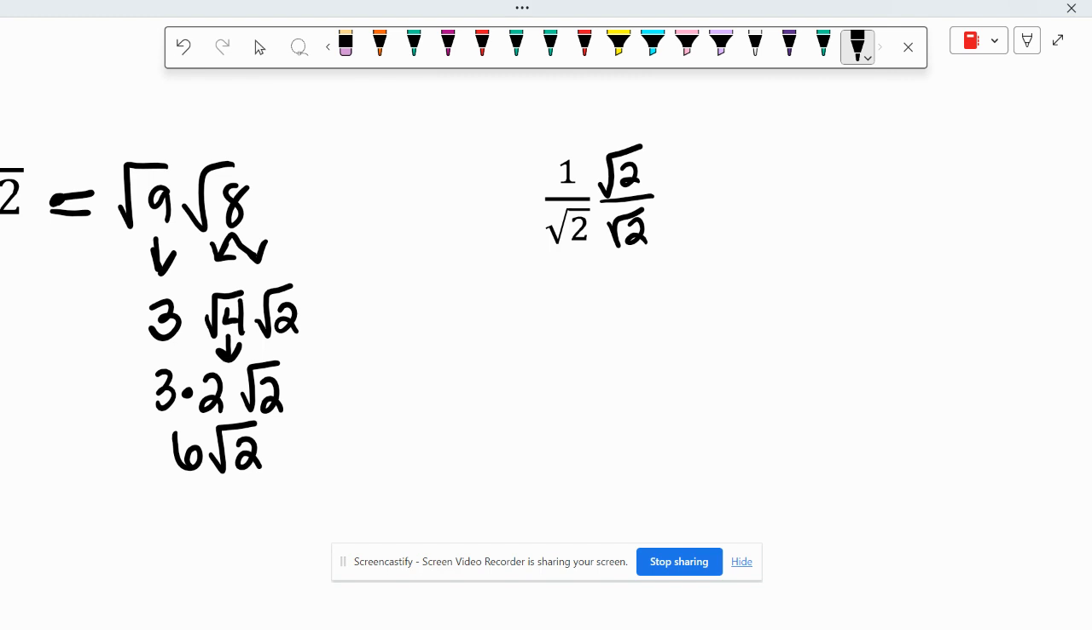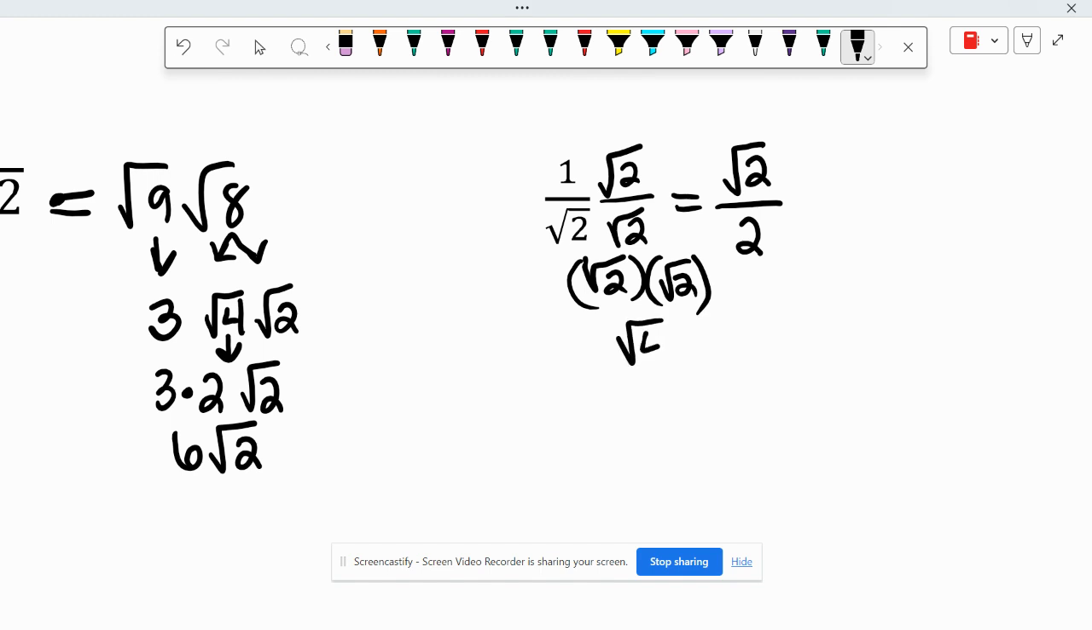The square root of 2 over the square root of 2 is just a fancy looking number 1. That's all that is. 1 times the square root of 2 is the square root of 2. And the square root of 2 times the square root of 2 is what? It's 2. Because the square root of 2 times the square root of 2 is the square root of 4. Remember we said that yesterday, which equals 2. So does everybody see that?